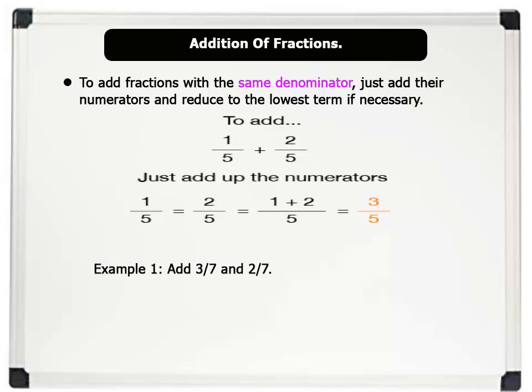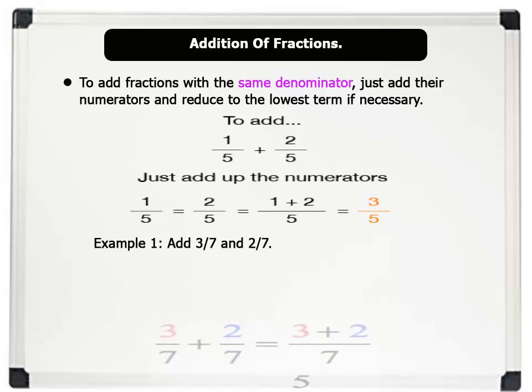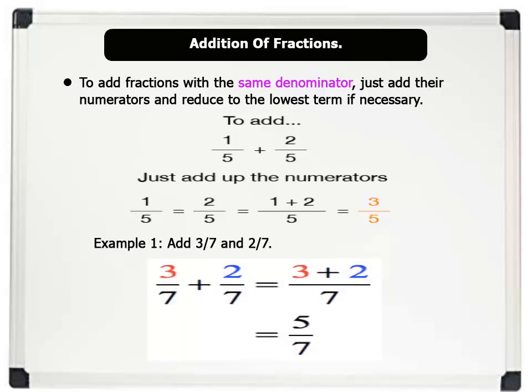Let's see an example. Add 3/7 plus 2/7. Solution. Simply add up the numerators as shown. 3 plus 2/7 equals 5/7. That's very good.